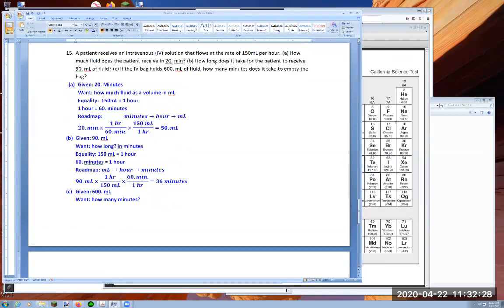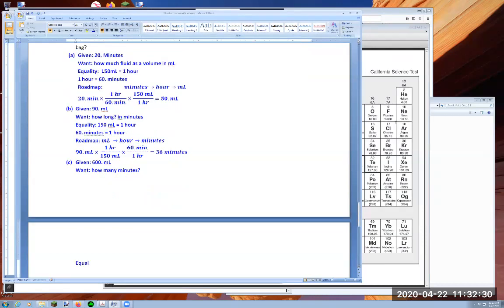So again, we will use the equality that says 150 milliliters is delivered in an hour. And that equality is in hours. So again, it looks like we will need the fact that 1 hour is equal to 60 minutes. And 60 is exact, but I prefer to show the dot here to really emphasize that it's exact.